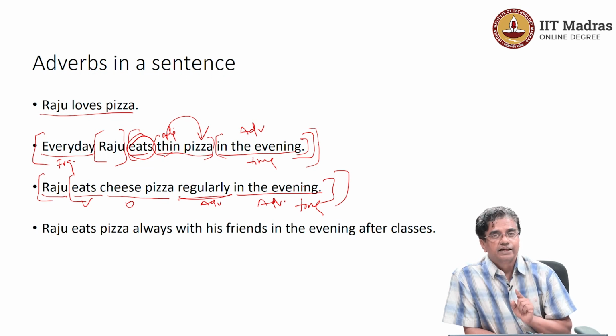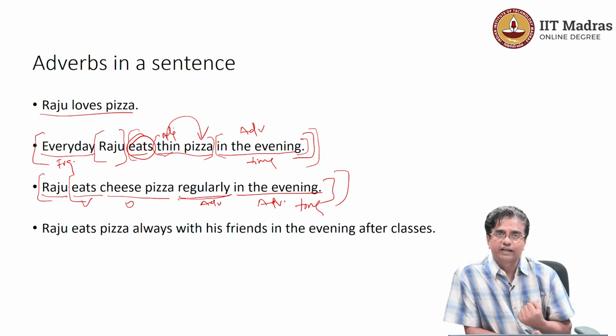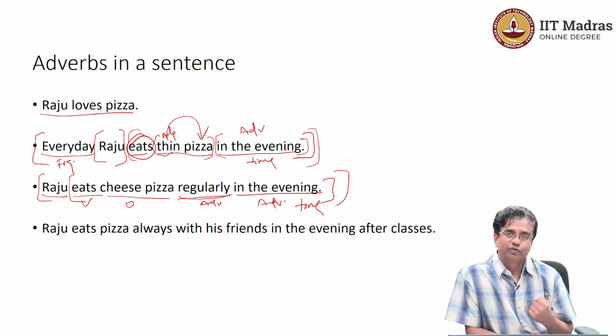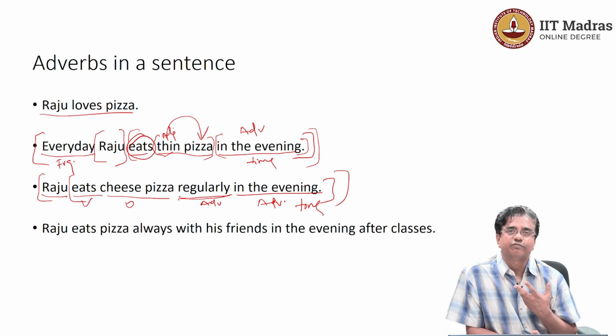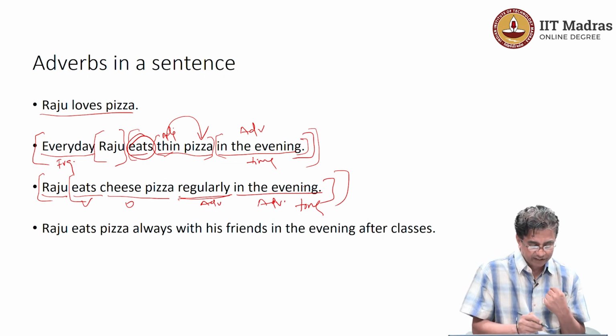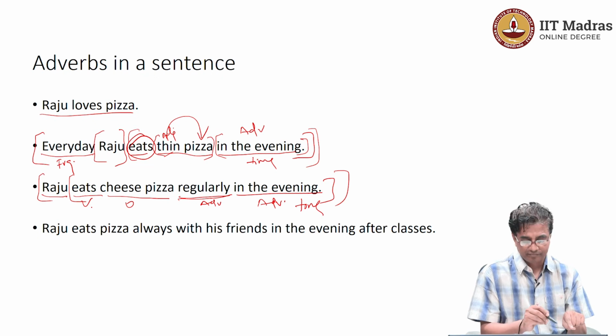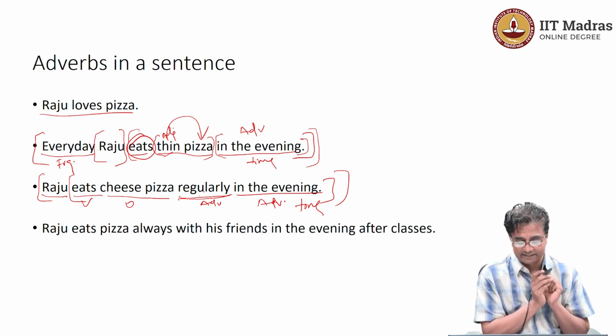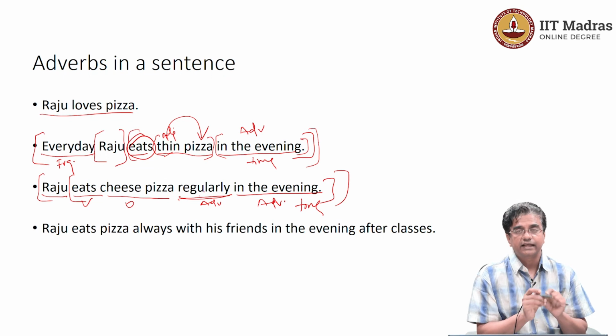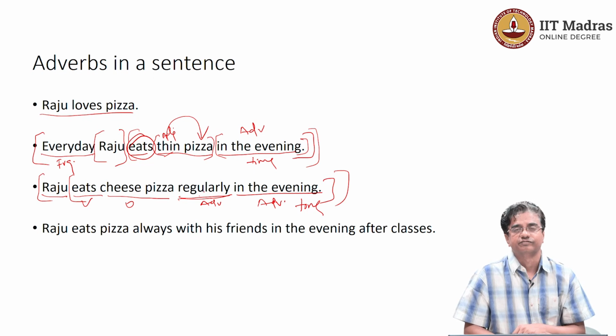One more time. When we talk about frequency of eating what? Eating cheese pizza is a verb phrase, and we can say that adverbs modify not just the verbal element, but they also modify the entire verb phrase. So then we say eating regularly, eating pizza. And then we say regularly eating pizza in the evening.